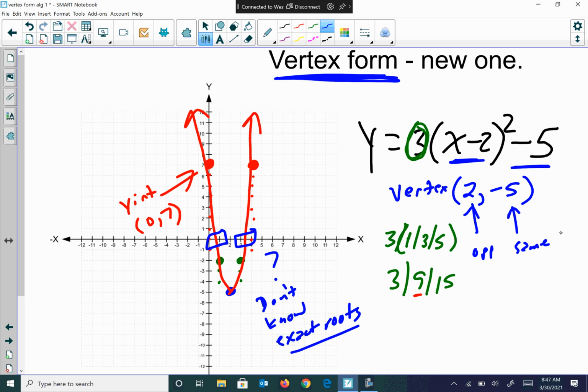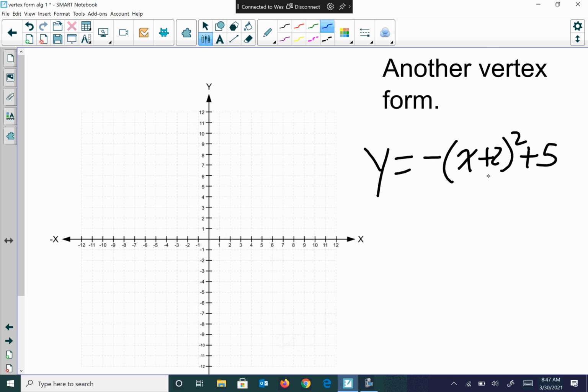One last problem. You ready? Feel comfortable? It's also vertex form. So my vertex of this, what is the opposite of positive 2? Negative 2. And the same value as that, so it's going to be positive 5. So (negative 2, positive 5) is up here.